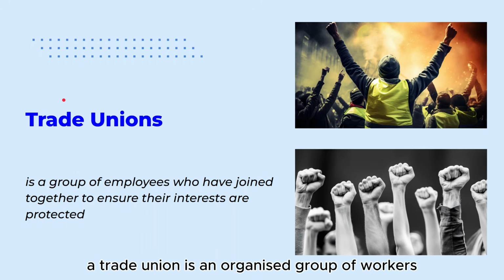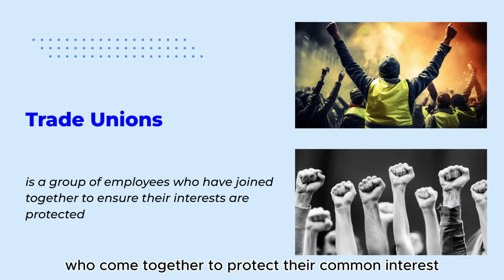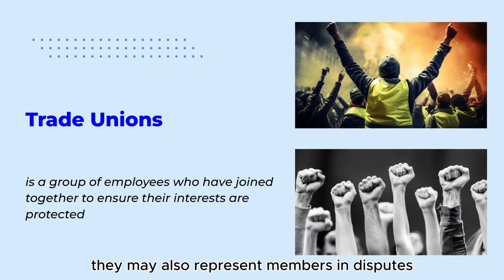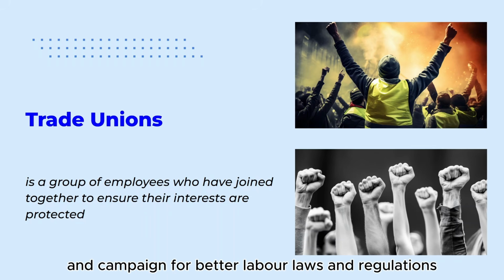Trade unions. A trade union is an organized group of workers who come together to protect their common interests and improve their working conditions. The main goal of a trade union is to represent employees when dealing with their employer. This includes negotiating better wages, working hours, workplace safety, benefits, and job security. Trade unions act as a collective voice, giving employees more strength than they would have individually. They may also represent members in disputes, provide legal advice, and campaign for better labor laws and regulations.